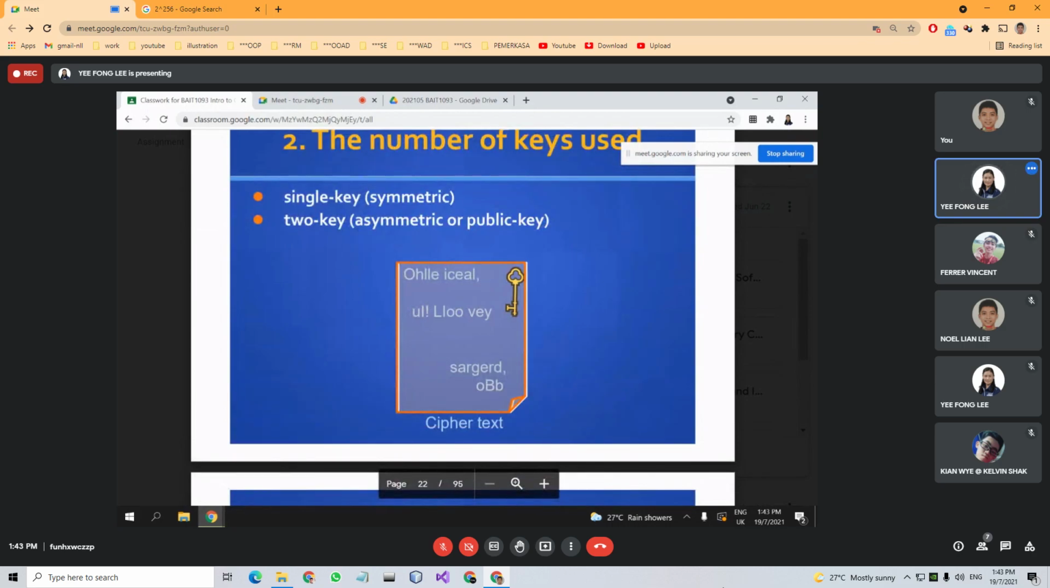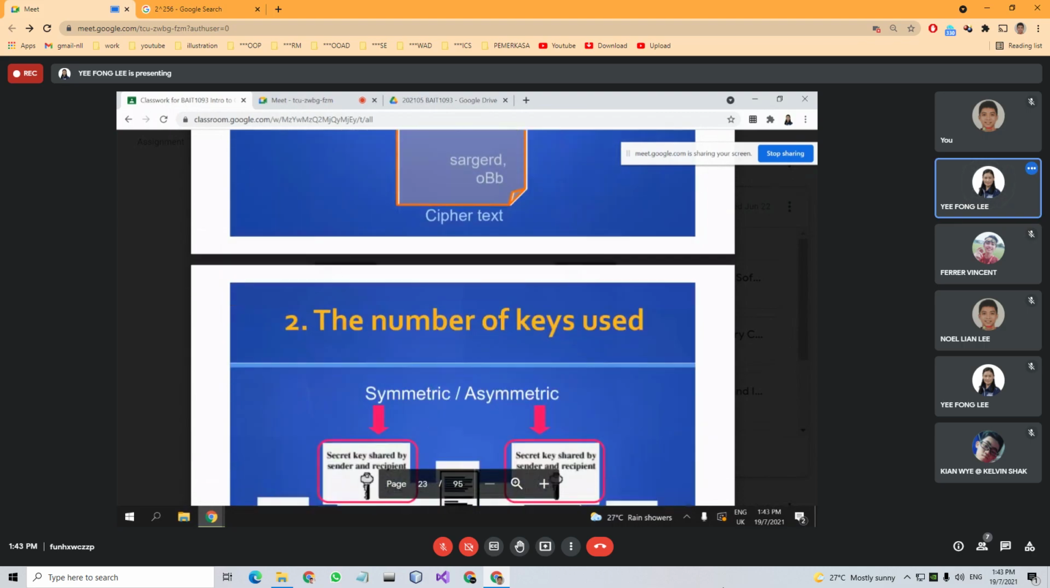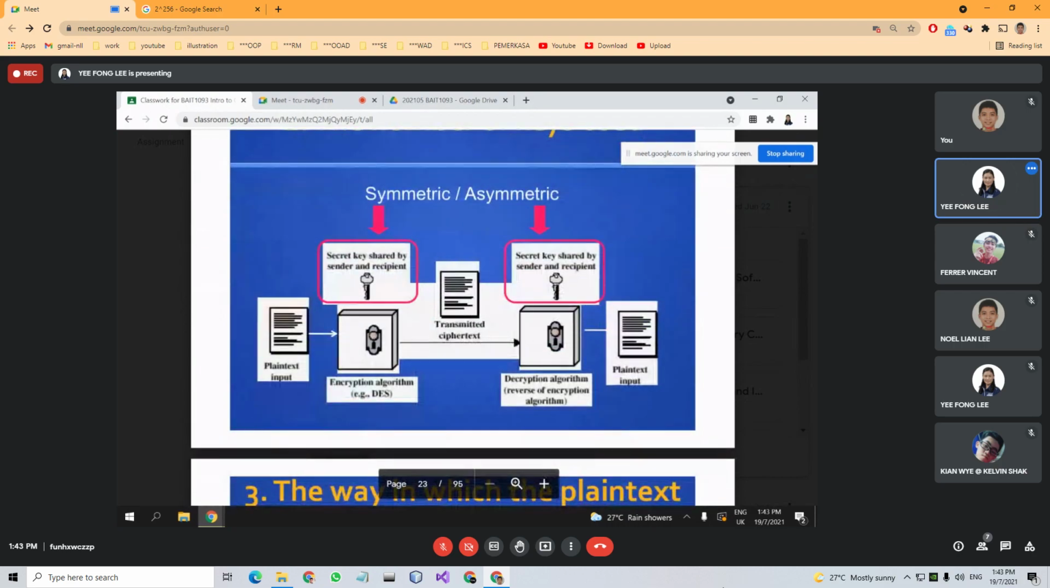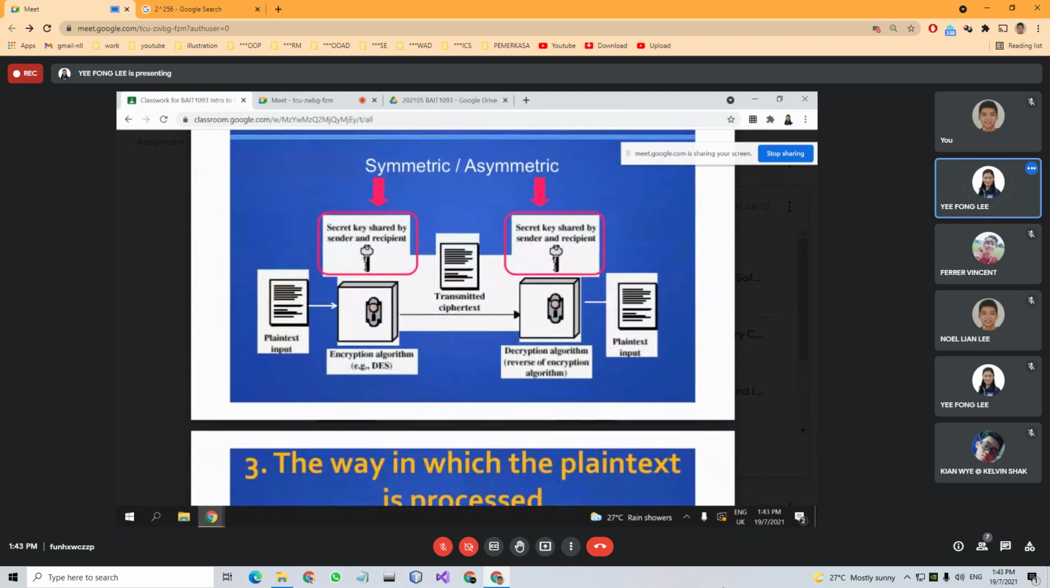Single key use, symmetric. Okay, the number of keys used. So if both sender and receiver use the same key, we call it symmetric encryption. And if using different keys, we call it asymmetric encryption. So we have repeated this so many times already. Okay, the diagram showing the symmetric and also asymmetric.